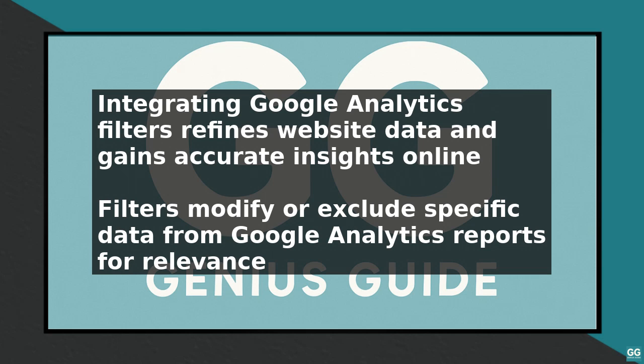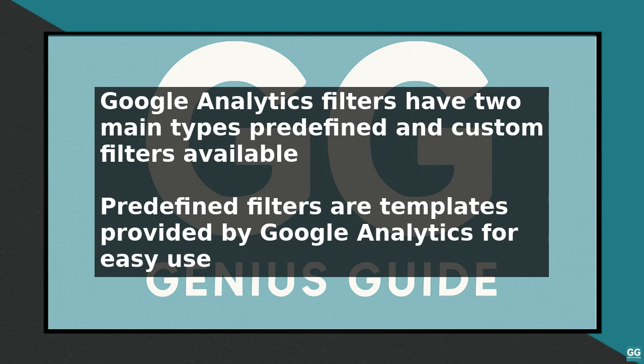To begin, it is essential to understand what Google Analytics filters are and why they are necessary. Filters allow you to modify or exclude specific data from your Google Analytics reports, helping you to focus on the most relevant information and exclude unnecessary data. There are two main types of filters: predefined filters and custom filters. Predefined filters are templates provided by Google Analytics, while custom filters are tailored to your specific needs.